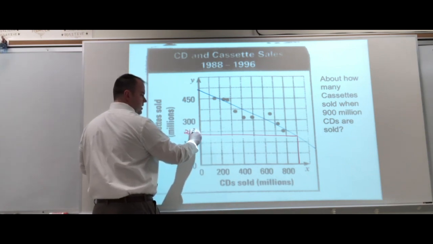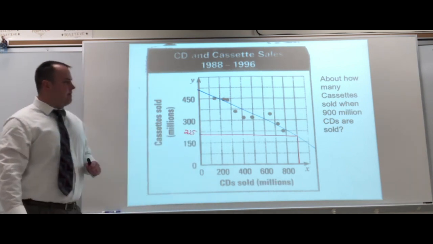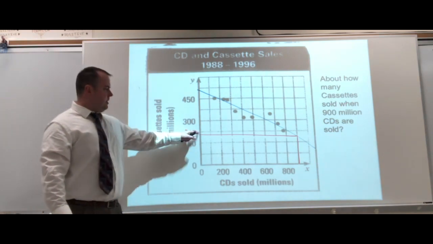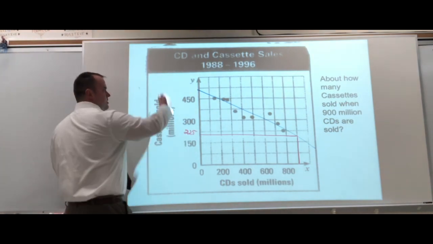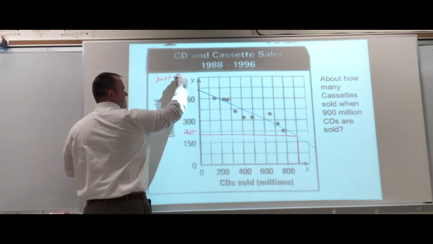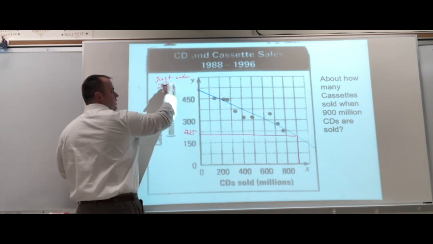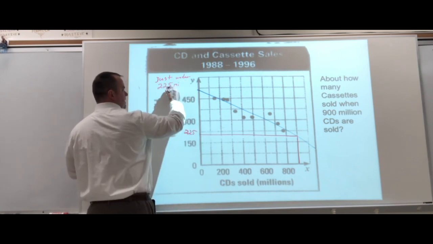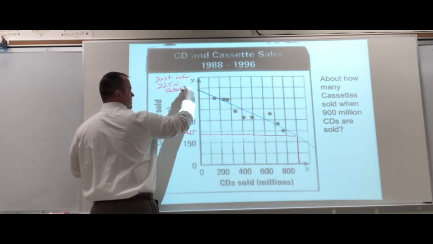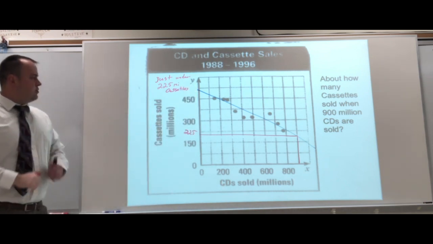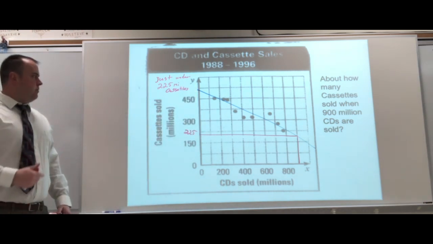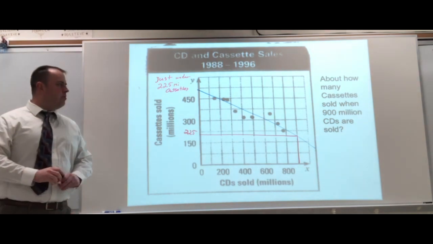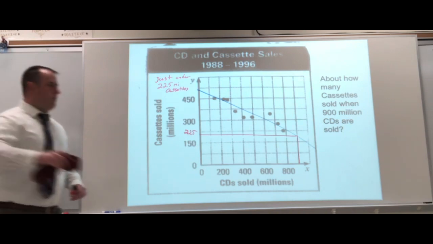This would be 225 million cassettes. I'm just below 225, so that's how I'm going to put it: just under 225 million cassettes. Make sure you have those millions. There's a big difference between 225 cassettes and 225 million cassettes. So make sure you're putting in those units, as that's part of your final answer.